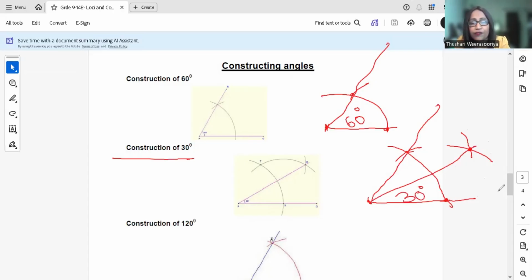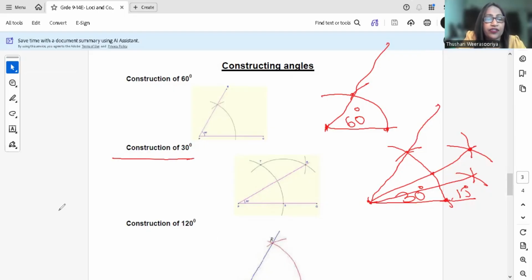Likewise, we can draw 15 degrees. How are we going to construct 15 degrees? Keep the compass point here, draw an arc. Keep the compass here, draw an arc. That is 15 degrees. Likewise, you can construct a lot of angles, but not all. Like 50, you can't construct 55. You have to use the protractor.